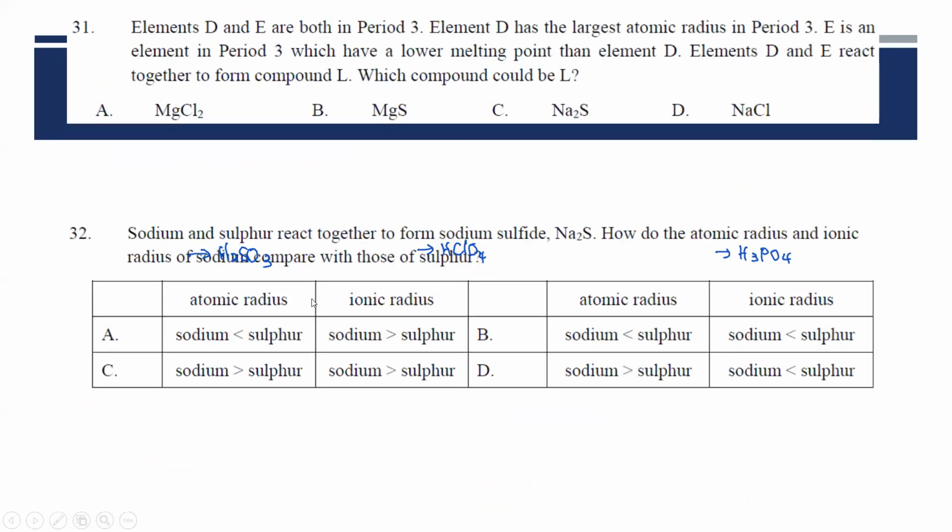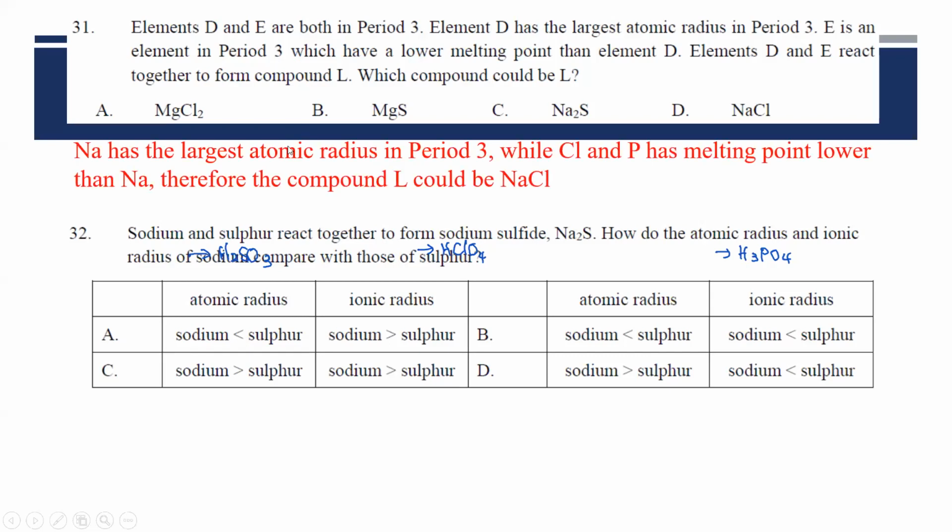Okay, question 31. Elements D and E are both in period 3. Element D has the largest atomic radius in period 3, so that means it is in an early position in the periodic table. Element E has a lower melting point than element D. Elements D and E react together to form compound L. What could be compound L?